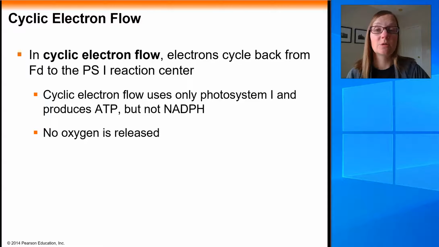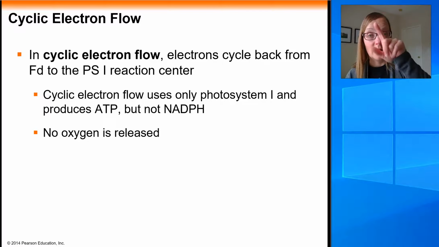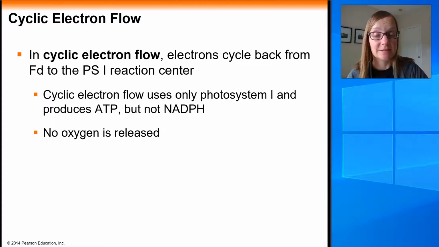There are certain prokaryotic organisms and even some eukaryotic organisms that use cyclic electron flow to actually cycle electrons back from photosystem 1 through the long electron transport chain just to make ATP. So cyclic electron flow only uses one of the two photosystems, so typically only photosystem 1. And it produces ATP, but it does not produce any NADPH.